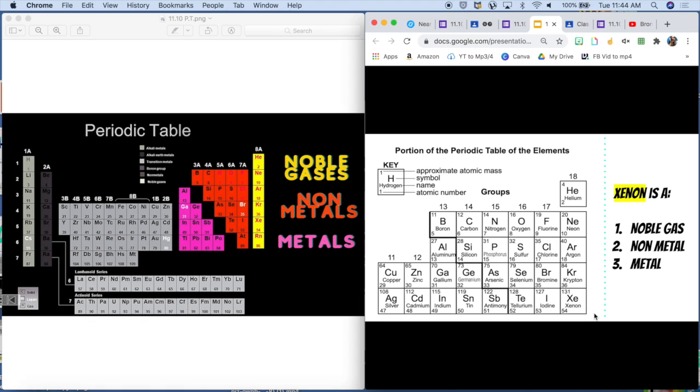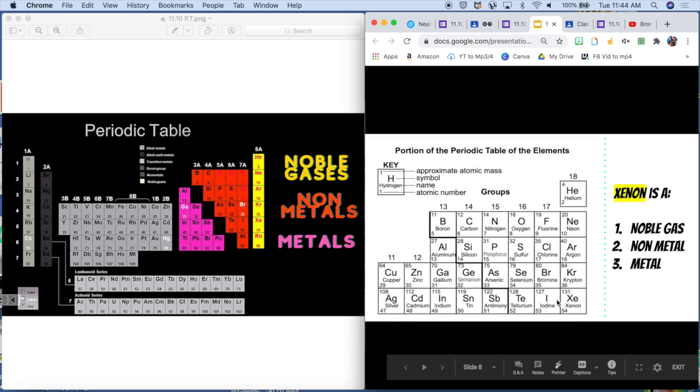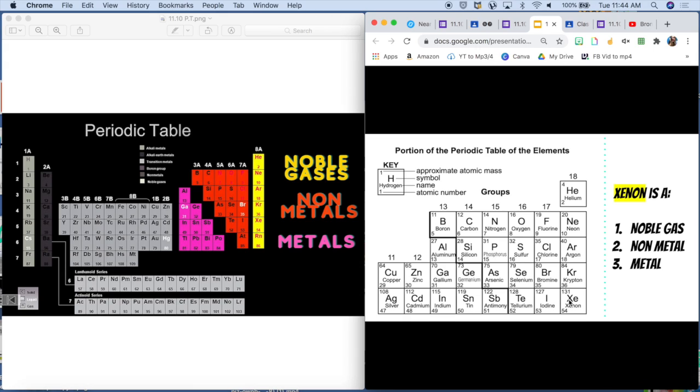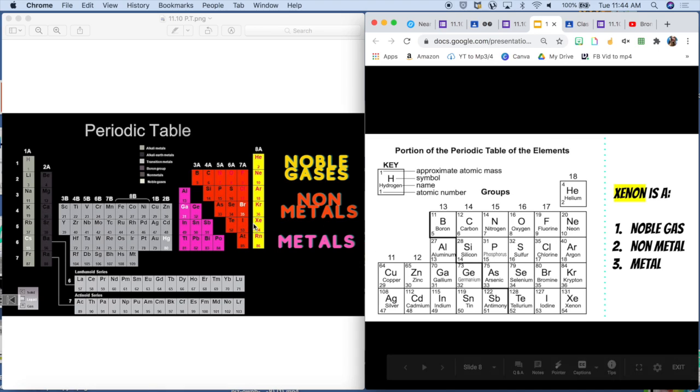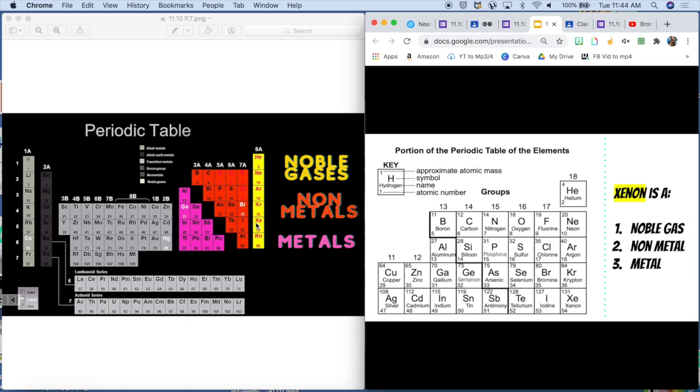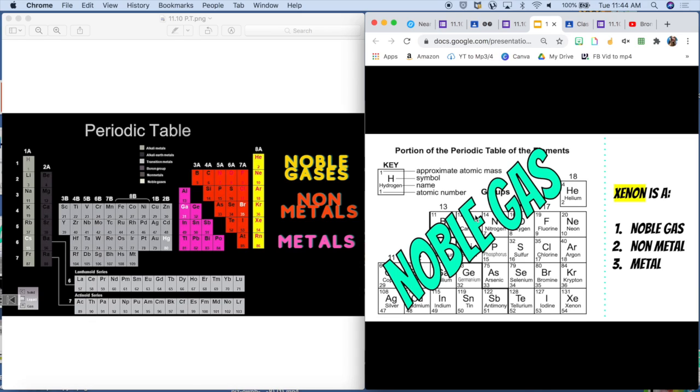So what you need to do first is locate xenon. I notice that xenon is down here. It's number 54. Now, if I go look at my key, I'm looking for xenon, number 54. Aha, I have found xenon. See, XE. I notice that xenon is colored yellow and it's in this column. Therefore, the correct answer is noble gas. Let's try another one.